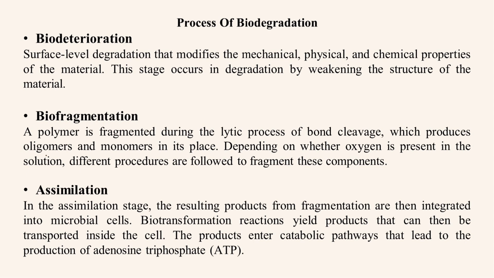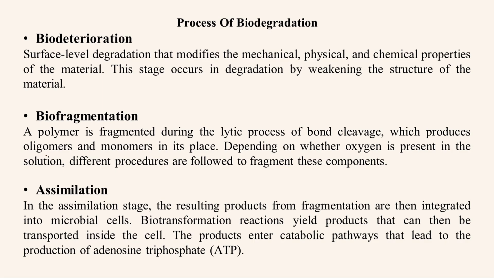Assimilation. In this stage, the biofragmentation products are subsequently incorporated into the microbial cells. During the assimilation stage, some fragments produced are easily transferred across the cell membrane. Others, on the other hand, must go through biotransformation events to produce compounds that can be carried into the cell. Once inside the cell, the products enter catabolic pathways that either produce adenosine triphosphate, that is ATP, or structural parts of the cell.